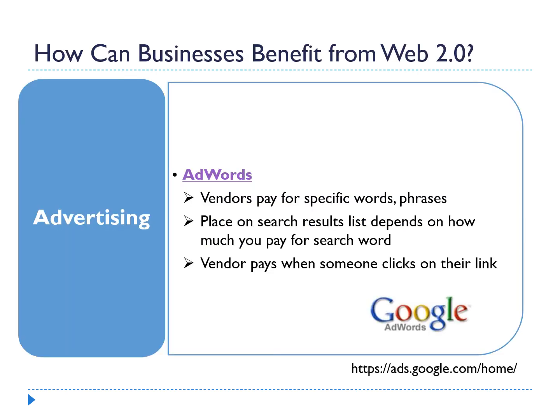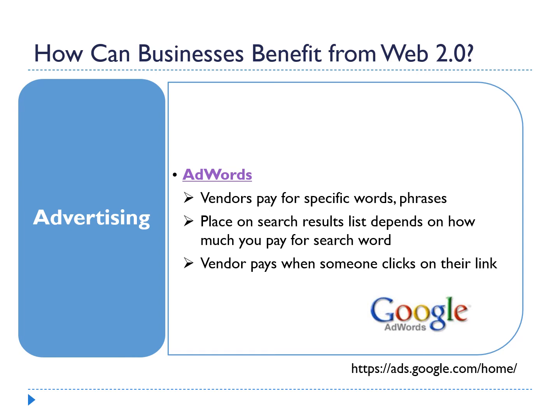Okay, next, let's think about how businesses can benefit from Web 2.0 by advertising. They can advertise their companies on Web 2.0 using AdWords, for example, Google AdWords. Here is how it works. Vendors will pay for specific words and phrases, and the place on the search results list depends on how much you pay for the search word.